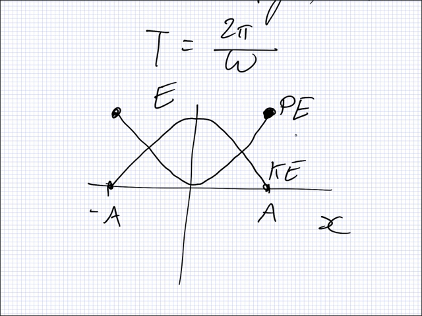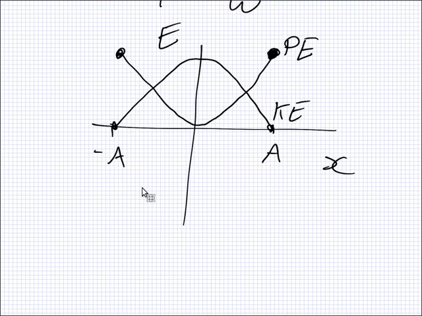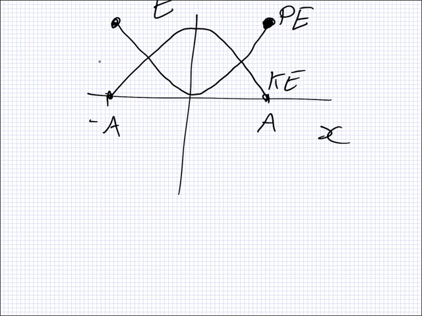Now I have bad news. They say describe qualitatively. So what does that mean? Do you know this word in English? No? Okay, so I'll tell you. In English, when they say describe qualitatively, it means describe in words. So I'm sorry for this question. You should draw the graph, but they don't want the graph. They want you to describe this graph in words.